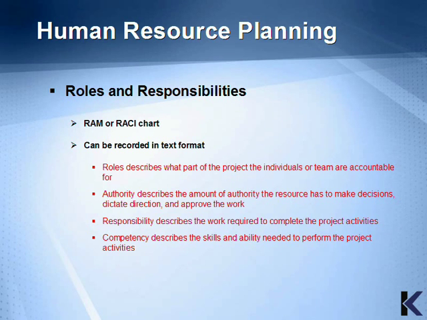The roles and responsibilities can be described using techniques that were described in the previous section. A RAM or RACI chart can be used. It can be recorded in text format, where roles describe what part of the project the individuals or team are accountable for. Authority describes the amount of authority the resource has to make decisions, dictate direction, and approve the project work. And responsibility describes the work required to complete the project activities. Competency describes the skills and ability needed to perform the project activities.